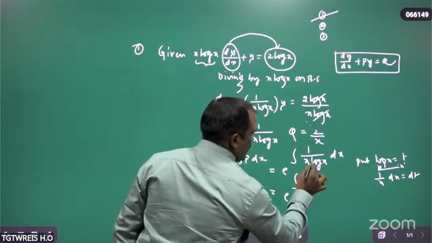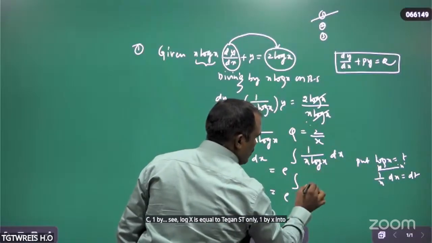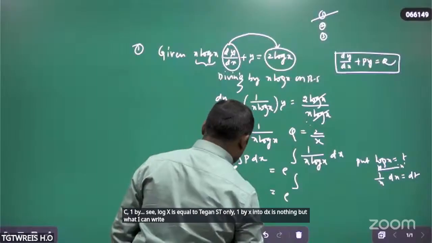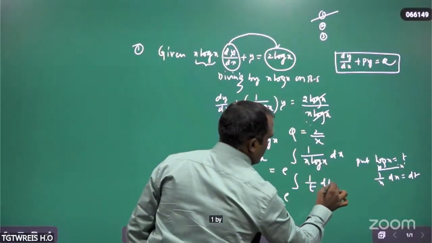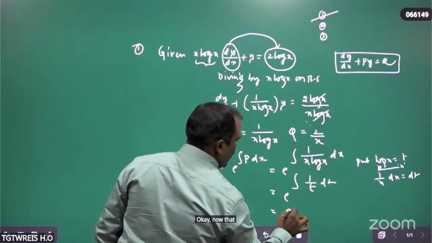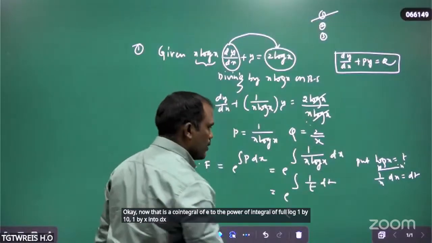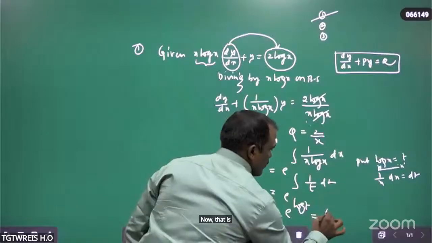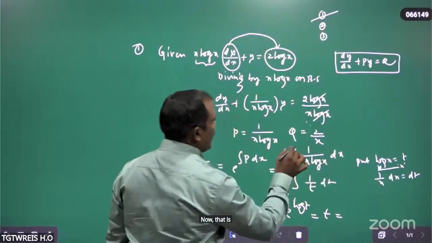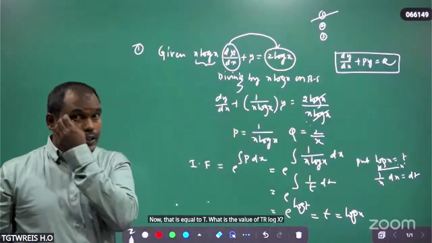Log x is taken as t, and 1 by x into dx is nothing but dt. So I can write 1 by t into dt. Now that is equal to the integral, e to the power of integral of 1 by t into dt, which is log t. Now that is equal to t. What is the value of t here? Log x.